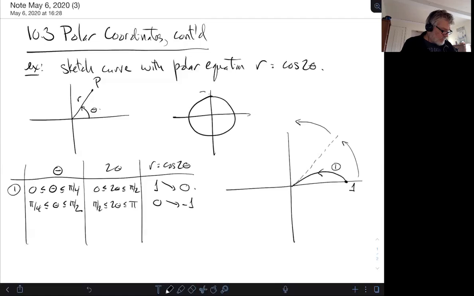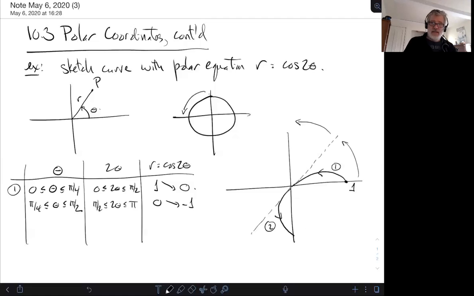As 2 theta goes from pi over 2 to pi, the cosine goes from 0 to -1. That's the x-coordinate of the point on the circle. So now r is negative. It means that for the angle from pi over 4 to pi over 2, I have to flip to the other side, and r will now go from 0 to +1. So it's similar to the first part of the curve, but this time it'll go this way. That's the second part.